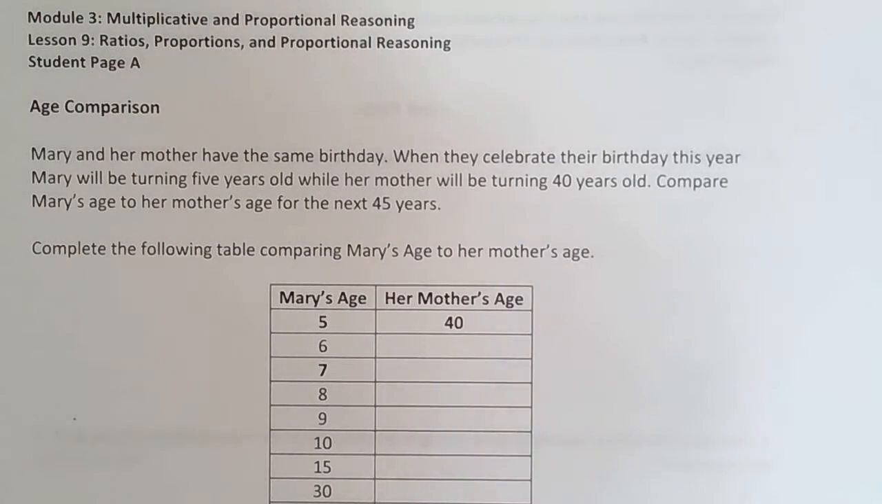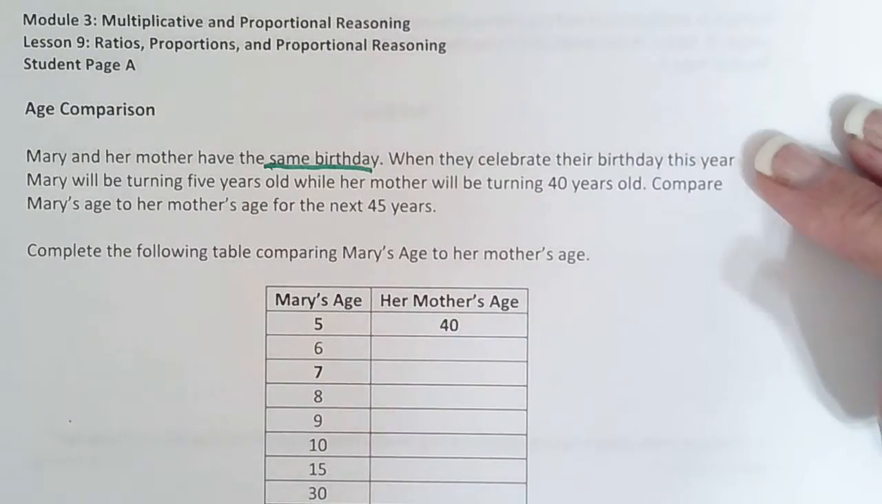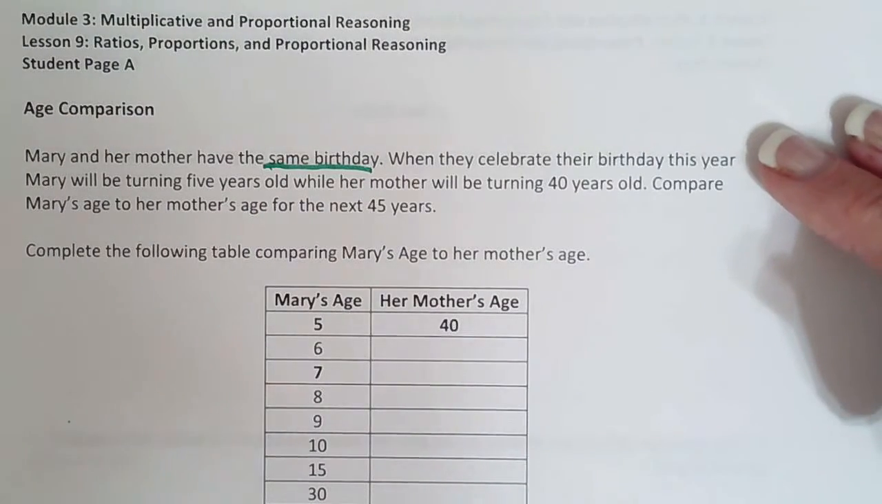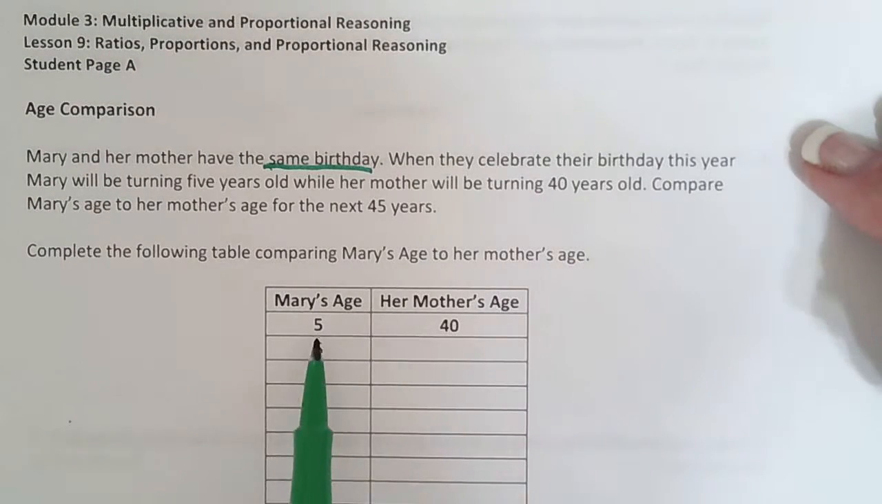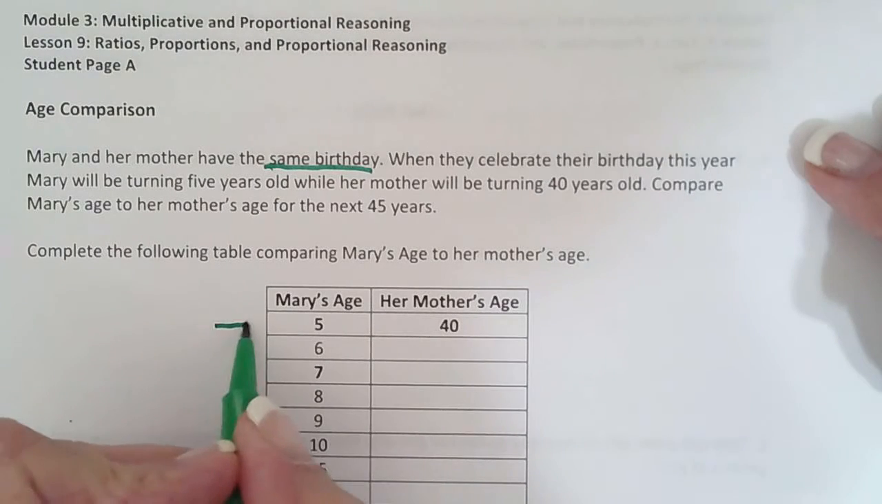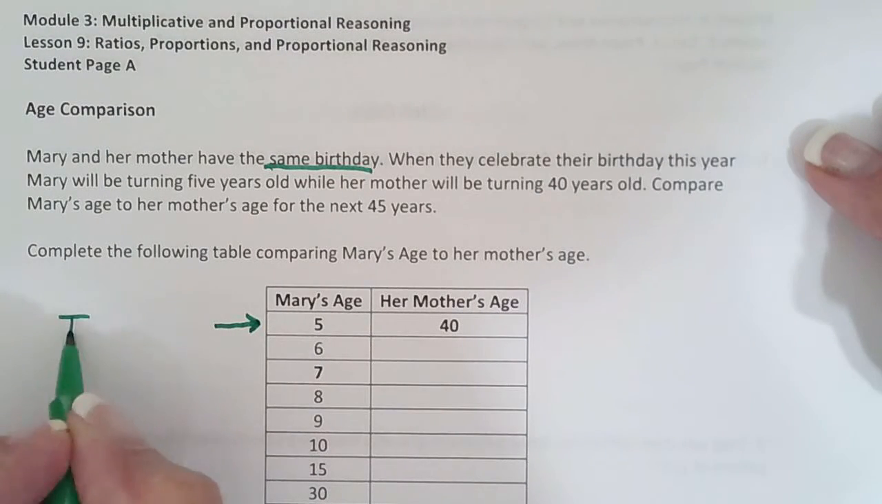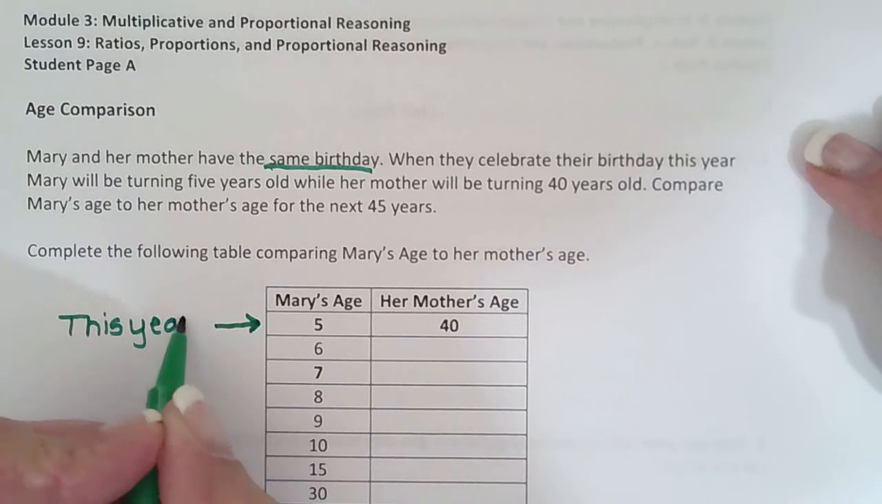So Mary and her mother have the same birthday, so that's important. Each year they both get a year older on the same day. When they celebrate their birthday this year, Mary will be turning 5 and her mother will be turning 40. So keep in mind that this is this year, because there's going to be a question asked about it later.